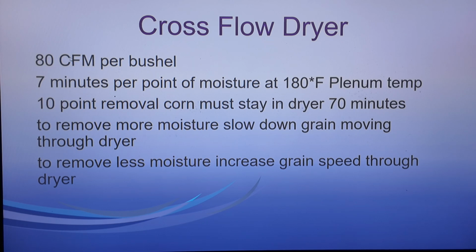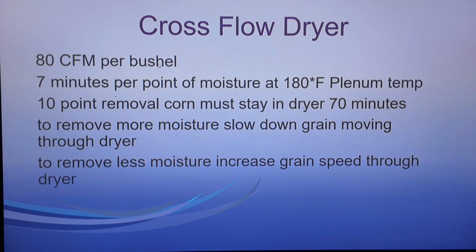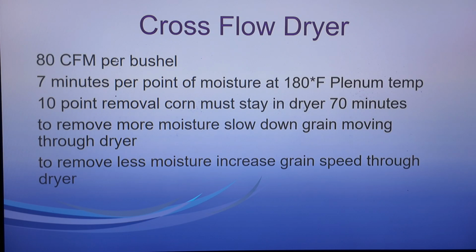A CFM is a cubic foot per minute. So a cubic foot of airflow per minute per bushel. So 80 cubic feet of airflow go across each bushel of grain per minute. It's fairly high airflow. It's some of the highest airflow in grain drying. With that airflow in most of your screen dryers, you're going to have about 7 minutes per point of moisture at 180 degree plenum temp.